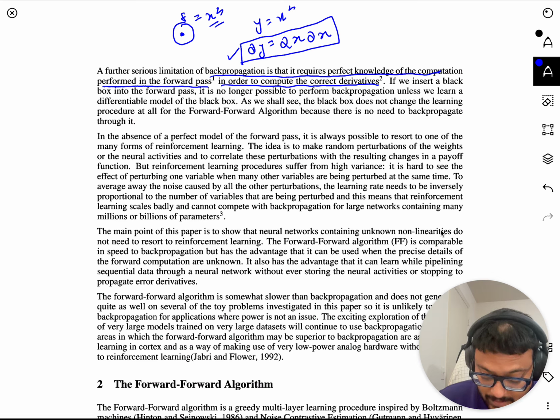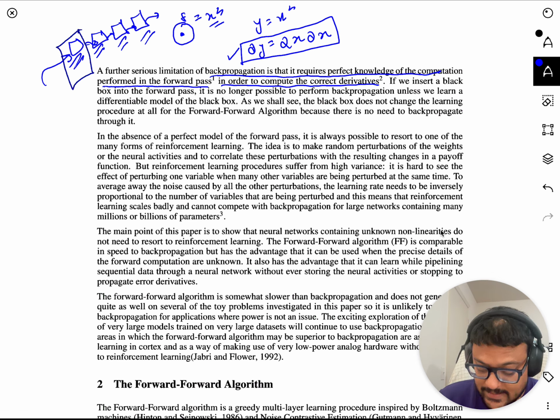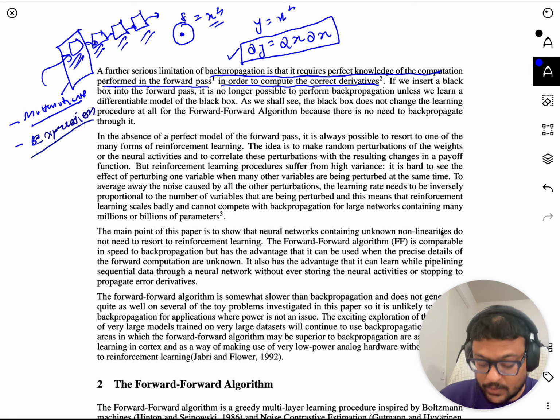For the backward pass, if you have several of these layers, you need to know the perfect mathematical formulation of each of these layers, and only then can you train your neural network. So for each of the layers, it is necessary to know what its mathematical function is, and it's also important to know the expression to compute the gradient, right? So what's the mathematical expression to compute the gradient?